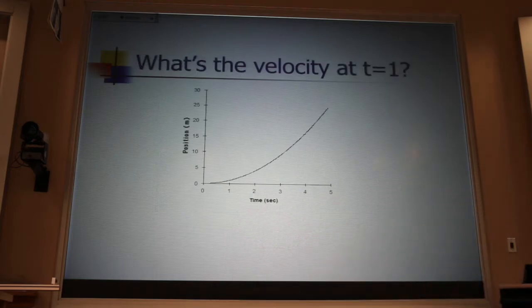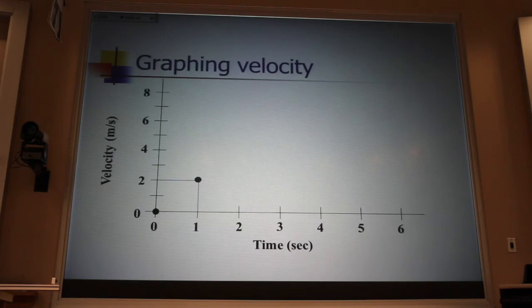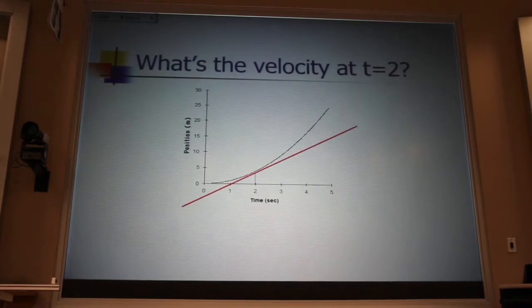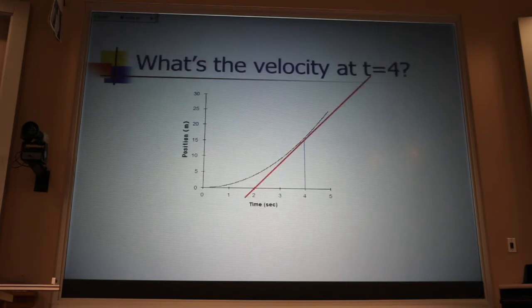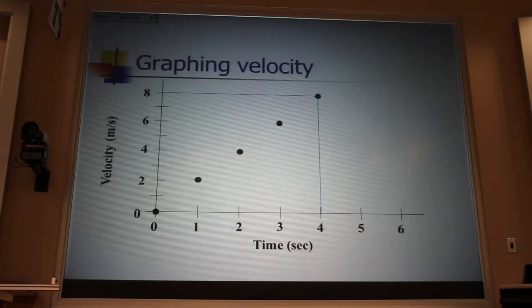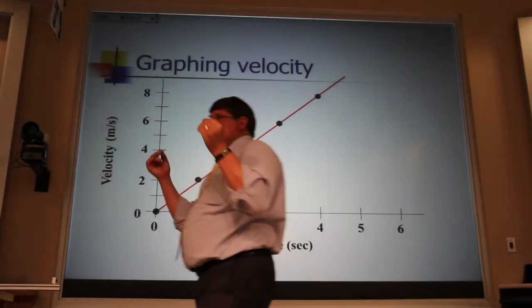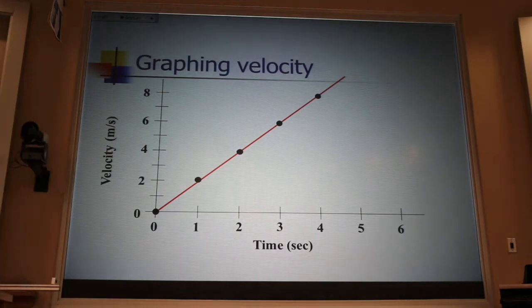I then do that for 1 second after noon. I find the slope of that tangent to be 2 meters per second. I put that there. I'm sorry, I misspoke. I found it to be 2 meters per second. Full stop, period. I do that at 2 seconds, and the slope of that line is 4 meters per second. I keep doing that and collecting data points. At some point I get bored and I just connect the dots. Now that graph is a straight line.